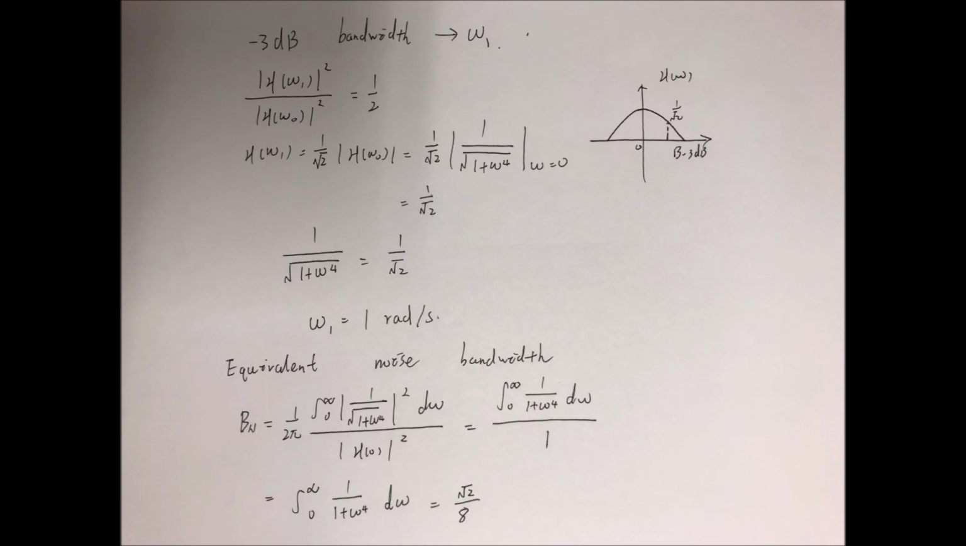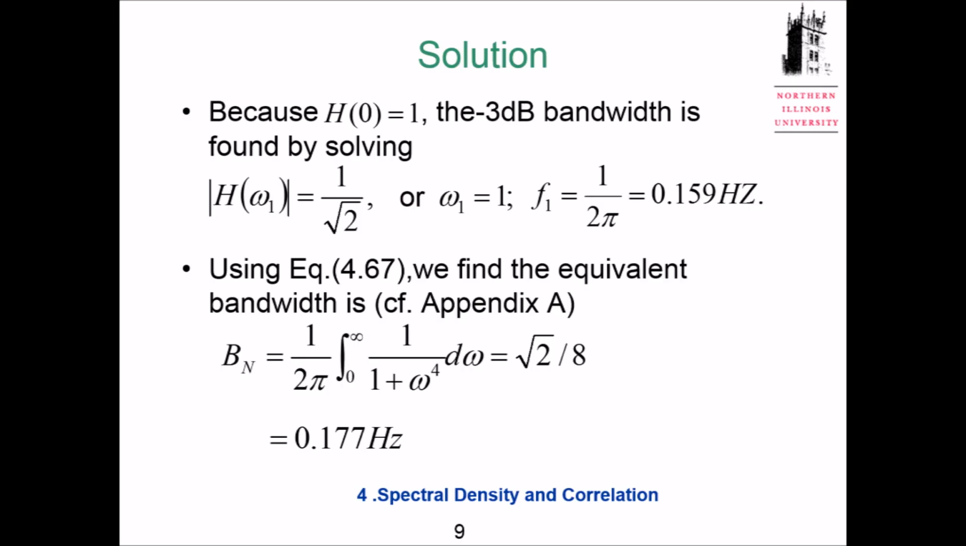You can check your table and find the answer. I believe it's arctangent or something. So the number is 1.728. So we also find the equivalent noise bandwidth. This one is a little wider compared with the minus 3 dB bandwidth. So both definitions are popular. You can choose the one you feel comfortable with. Okay, so we use this example to show how you can calculate a given system's bandwidth.